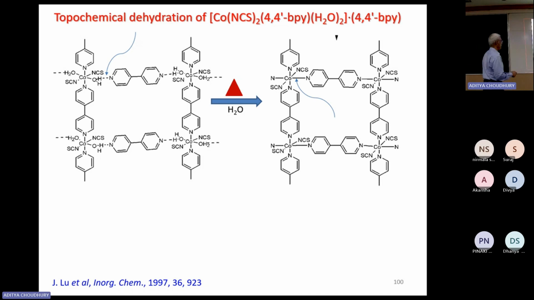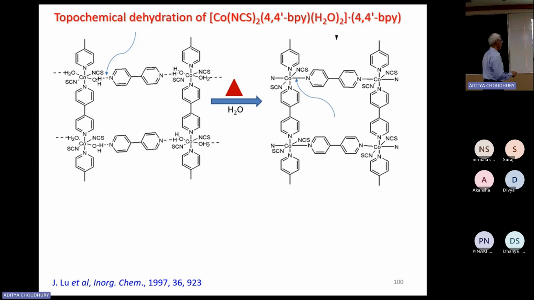Here I'm going to show you another interesting reaction that was reported a long time ago. It's another one very interesting to my heart. That's why it's also described in the textbook. This is another coordination polymer. I won't say it's a MOF because it's a one-dimensional structure.